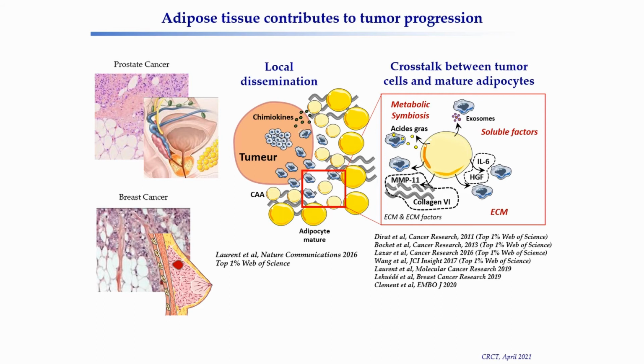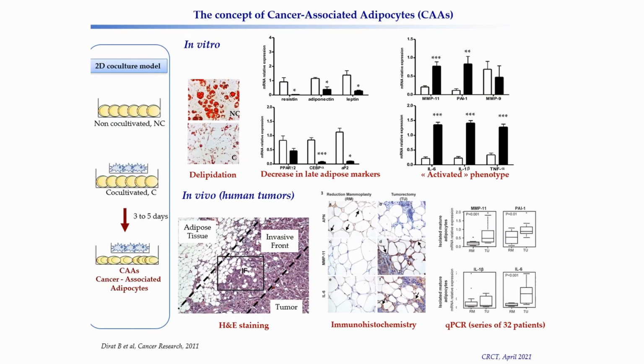Starting the story, it is our first study that we have published on that subject, which was 10 days ago. And we have made, I would say, a relatively simple experiment to make, I think, an important discovery. What we have done is that we have co-cultivated tumor cells with adipocytes. And after 3 to 5 days, we looked at what happened to the adipocytes.